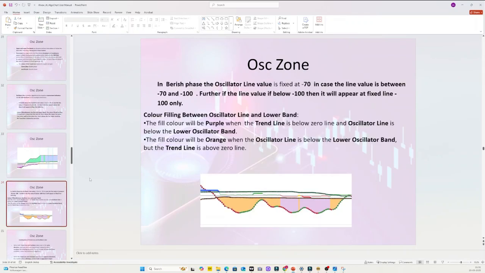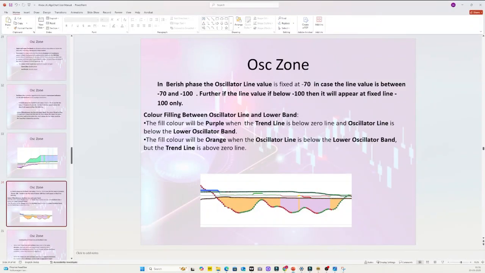Now coming back to the bearish phase, the same thing we discussed in the bull, and now we will see in the bear. In the bearish phase, the oscillator line value is fixed at minus 70 in case the line value is between minus 70 and minus 100. Further, if the line value is below minus 100, then it will appear at fixed line 100 only. As we see in the case of trend line, we have also fixed this value, whether it is 70 or 100. In one glance, we understand that, okay, if it's there, then we should continue the market.